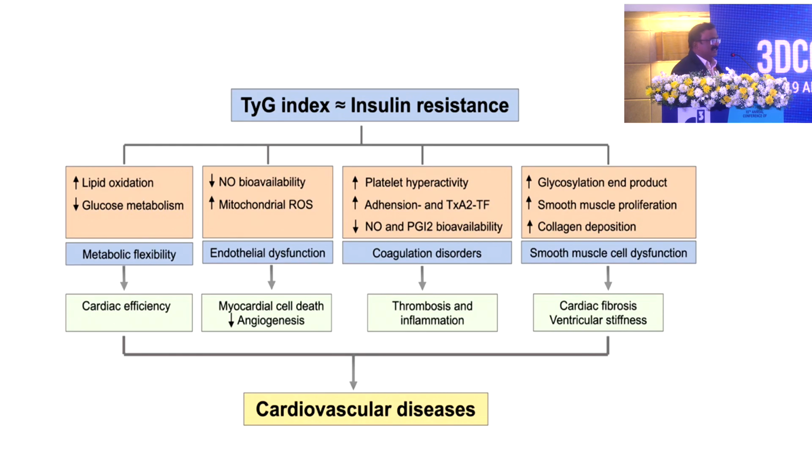So what is the TyG index? Almost it is equivalent to insulin resistance. What does it do? You can see increased lipid oxidation and decreased glucose metabolism. It decreases nitric oxide availability and increases mitochondrial reactive oxygen species. It causes thrombosis and inflammation. So diabetes is a CAD equivalent. That is why we say it can cause increased platelet hyperactivity, coagulation disorder, thrombosis and inflammation. The last is also seen in any diabetic patient.